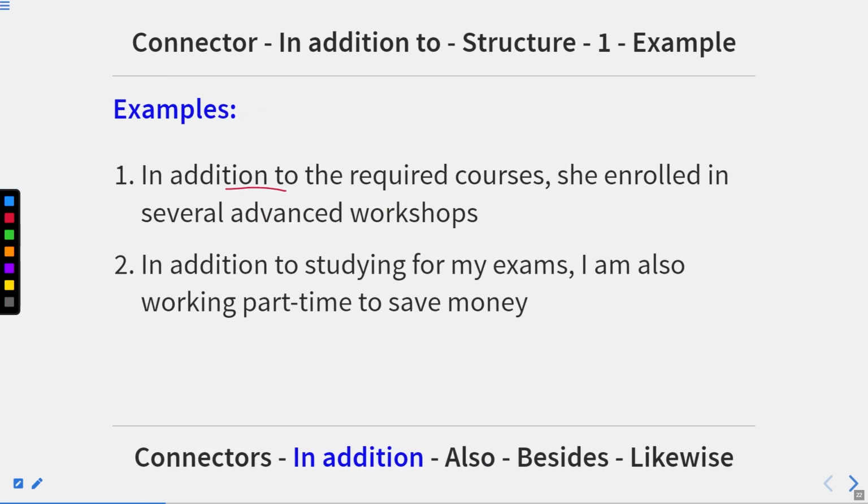Examples: in addition to the required courses, she enrolled in several advanced workshops. In addition to studying for my exams, I'm also working part-time to save money. So here we can use in addition to, and after that you can see that this is the noun phrase that we are using over here. So this is a noun or the noun phrase, that is a gerund.